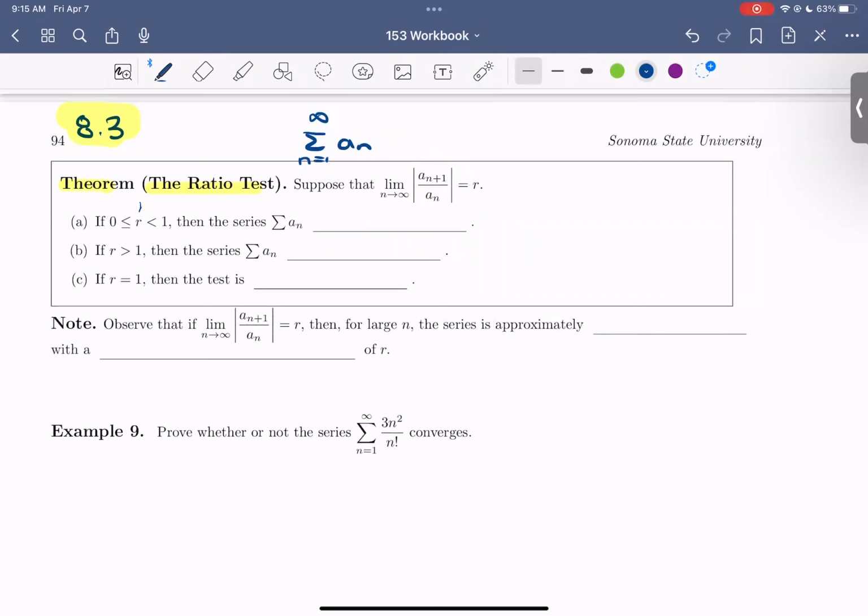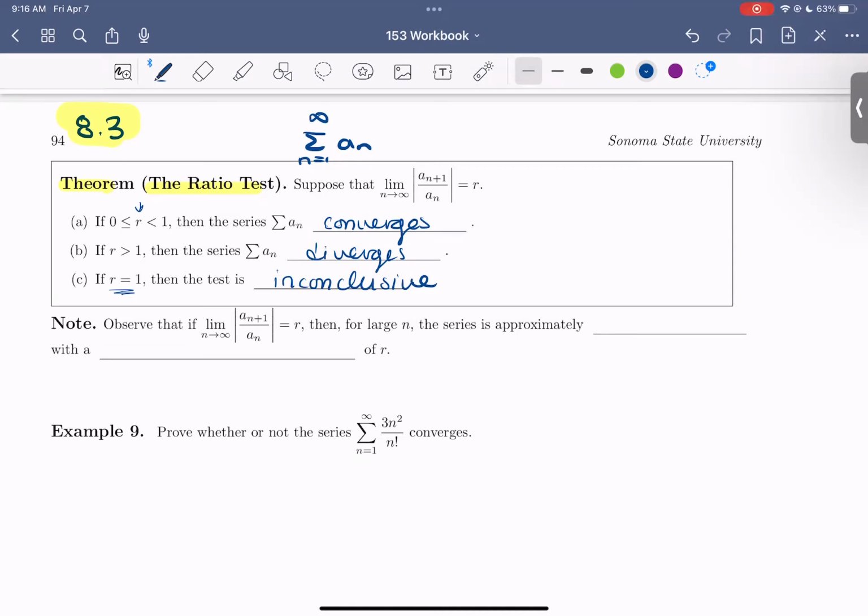So if that r is bigger than or equal to 0, but less than 1, then the series converges. If r is bigger than 1, then the series diverges. And the final situation, if r is actually equal to 1, then the test is inconclusive, which means that this test will not provide us with a result or a conclusion about the series.